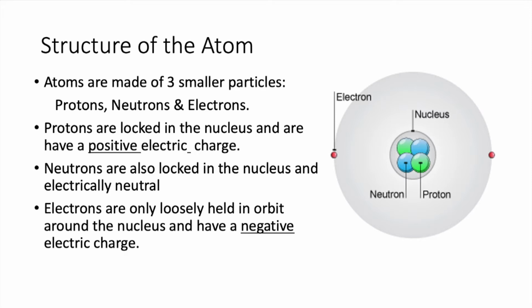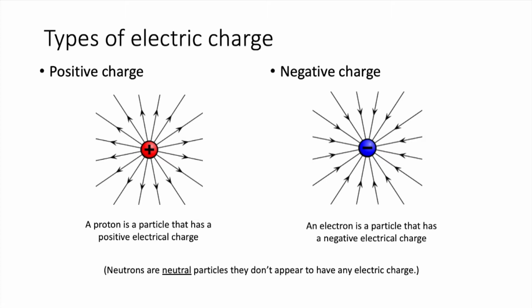And that's a typical diagram that you'll see whenever you're shown a simple diagram of an atom with orbiting negative electrons. So there's two types of charge, positive and negative. A proton has a positive charge, an electron has a negative charge. And those diagrams have got arrows on lines that are surrounding those charges, and those lines and those arrows will show you the direction that a positive charge would move if you brought it close to either of those central charges there.